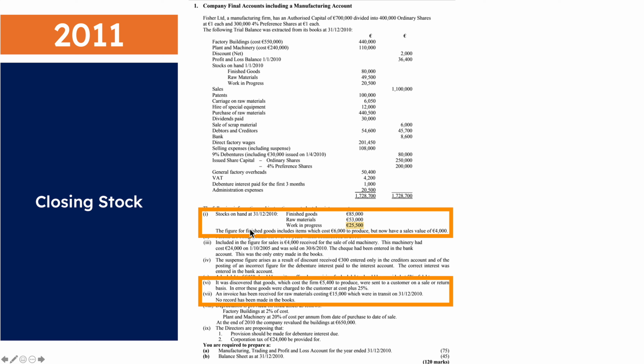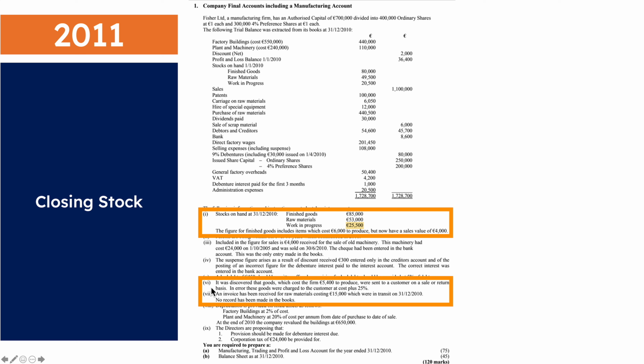2011, another manufacturing account. We have stocks on hand at 31st the 12th 2010. We've got finished goods, raw material, work in progress. And the figure for finished goods includes items which cost 6,000 to produce but now have a sales value of 4,000. And we've two more adjustments here. So this is the first one that we have three here.